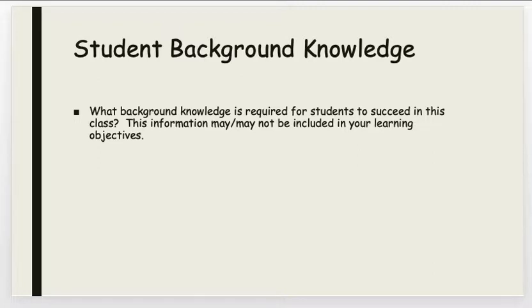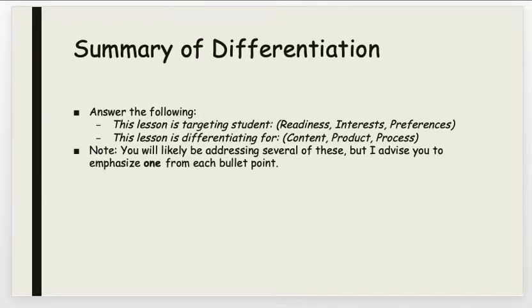Then we start getting into the meat of things. The first thing I want you to do is to provide a summary of your differentiation. I want you to answer both of these bullet points. This lesson is targeting student readiness, interest, or preference, and differentiation is for either content, product, or process.